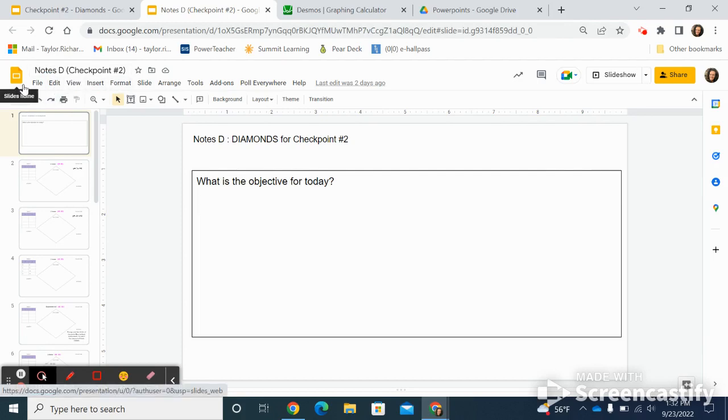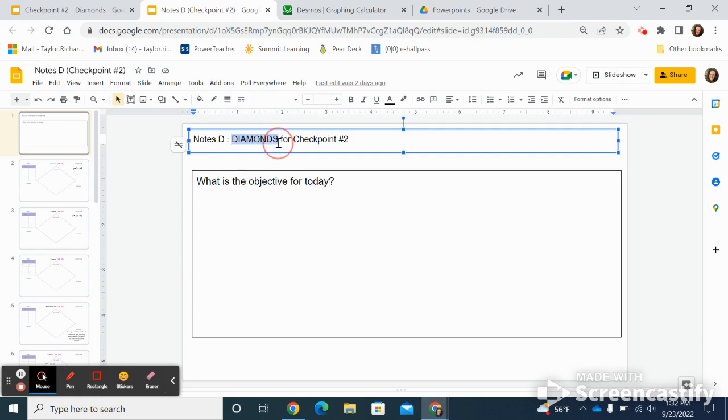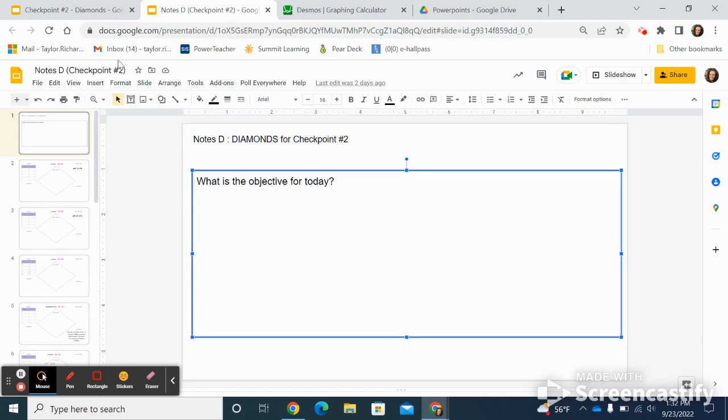So there's just one set of notes for checkpoint number two. So let's just jump right in. And I'm going to be using this method called diamonds. So that's what we're doing in this set of notes. So the very first thing you have to put in your notes is the objective for today.